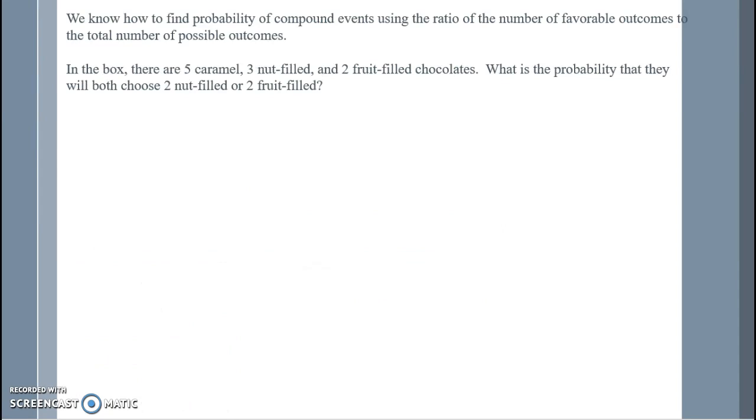In the box, there are 5 caramel, 3 nut-filled, and 2 fruit-filled chocolates. What is the probability that these students will both choose 2 nut-filled or 2 fruit-filled? So we need a nut and nut choice. So the first chooses a nut and the second chooses a nut.